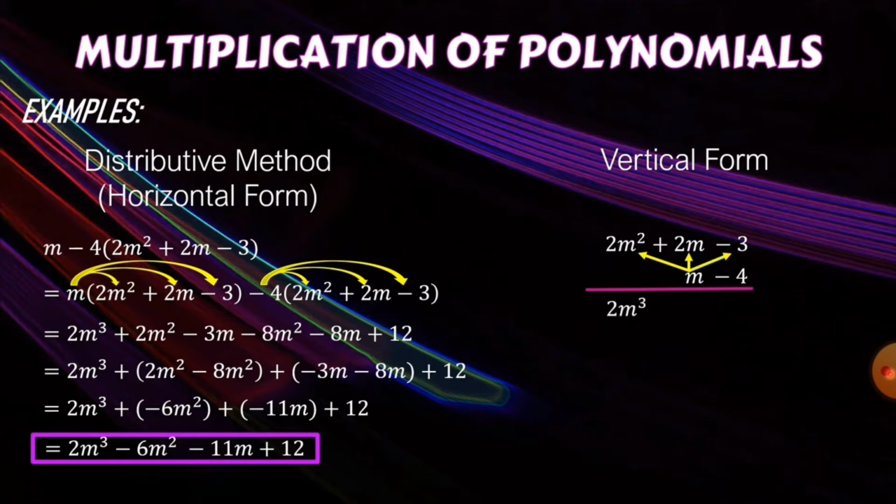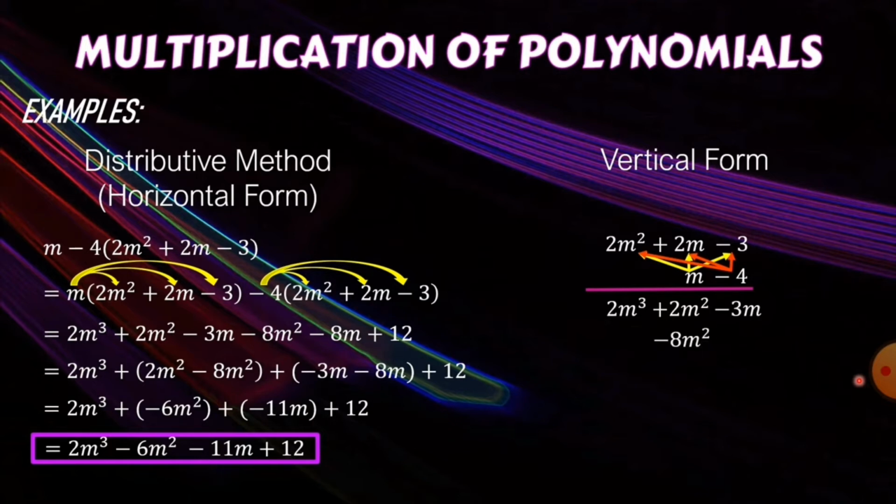Bakit nagiging cube? Again, when you multiply the common base, we just simply add the exponent. Then 2m times m, magiging 2m squared. So we are adding the exponents only. Then m times negative 3 is negative 3m. After m, sa 4 na naman tayo. So negative 4 times 2m squared. So magiging negative 8m squared.